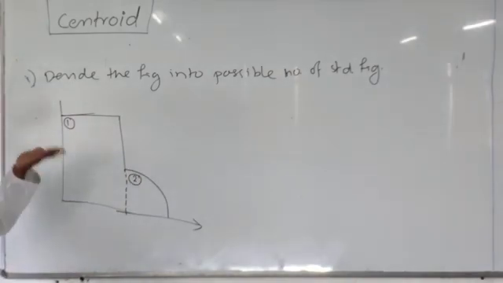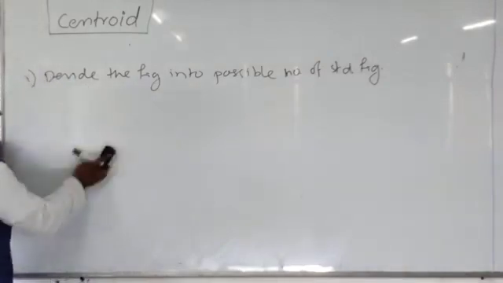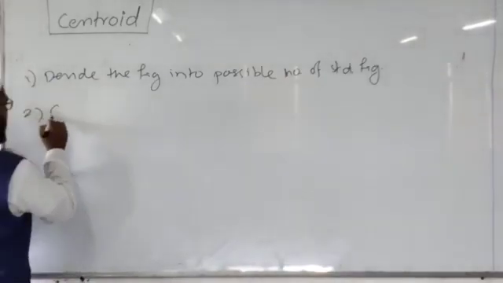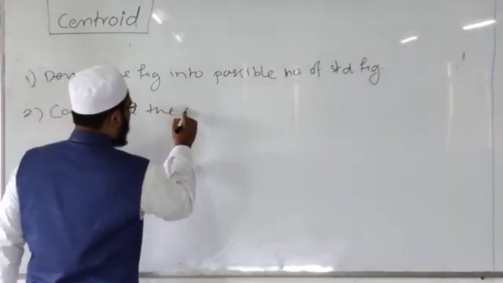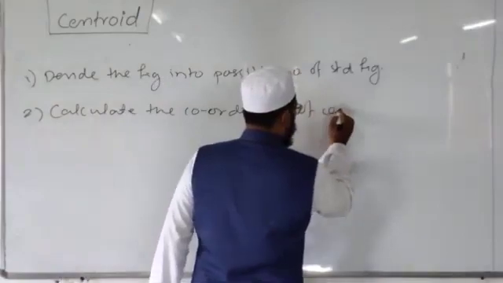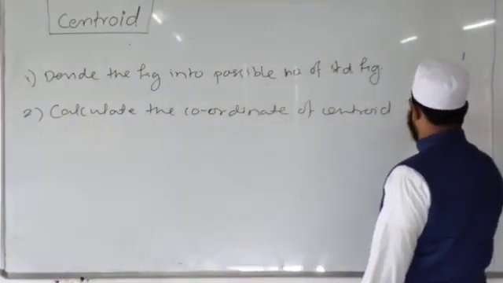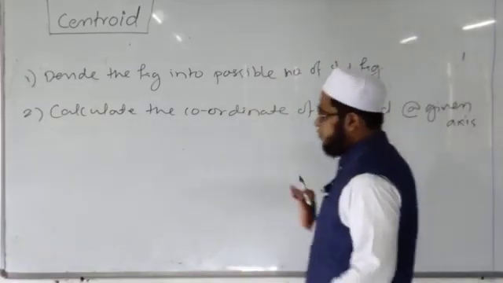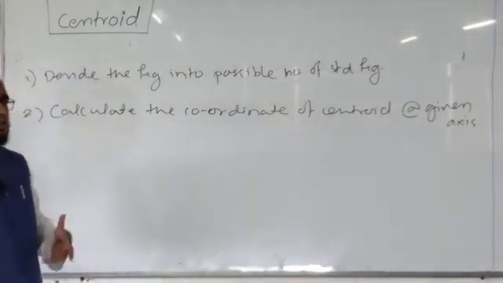It is the process. If three standard figures are possible, maybe more than one combination is possible, so we have to see which one is easy. After division, calculate the coordinates of the centroid about the given axis. It means we have to find the coordinates of each standard figure with reference to the given axis.